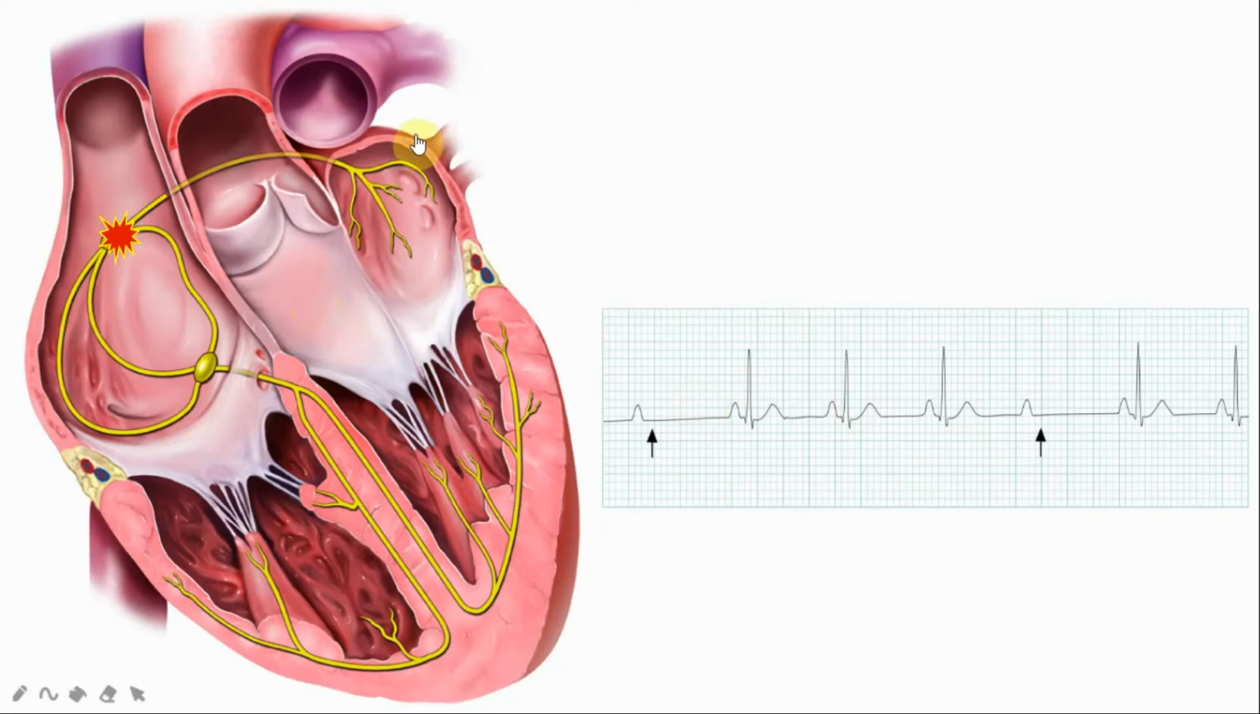So in the animation, let's have a look at it again. The first beat is transmitted. The second beat is transmitted. The third beat is transmitted. And the fourth beat is not transmitted. So let's go through it again. The first beat is transmitted, the second is transmitted, the third is transmitted, and the fourth is not transmitted. So there is a P wave, but no QRS complex.